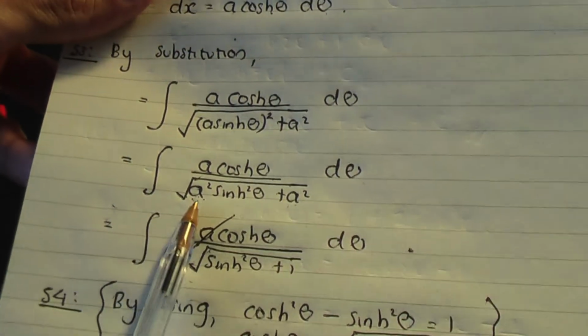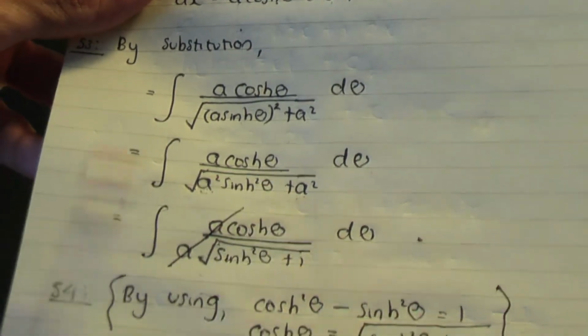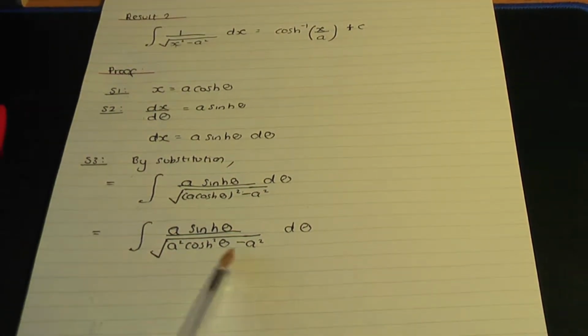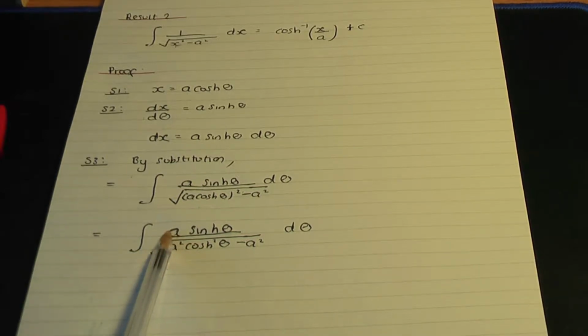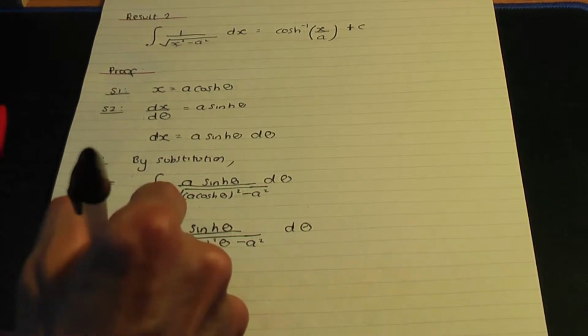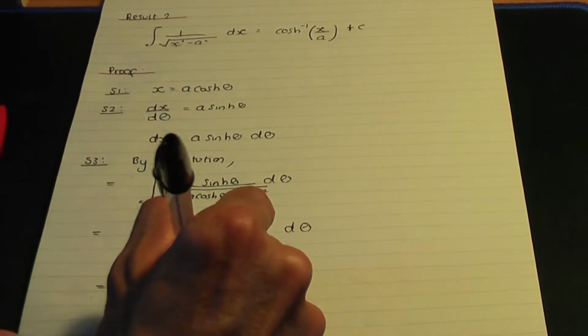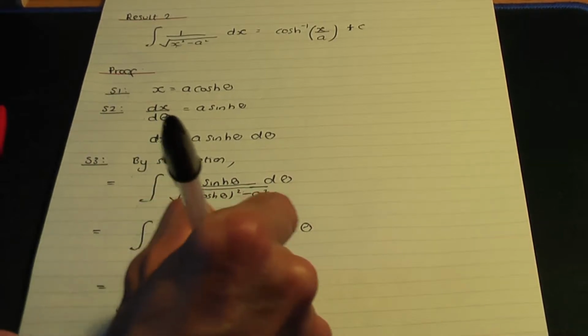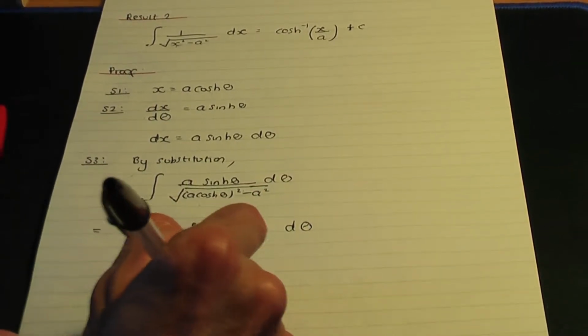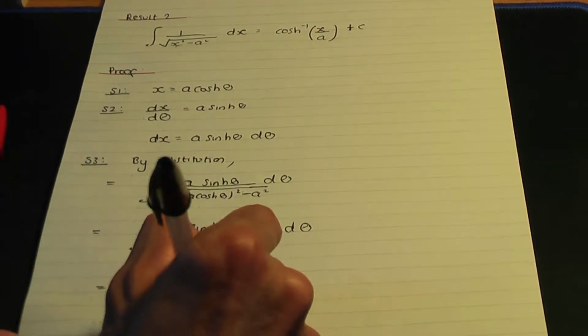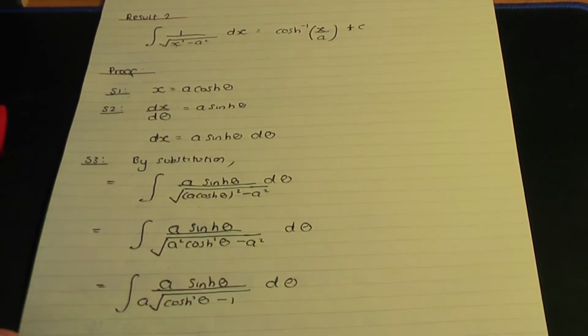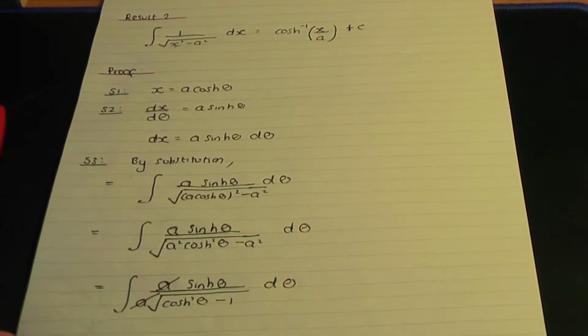Now, in the previous video, what I did was take a common factor of a squared out of the root. So it's no different here. I'm going to take out a common factor of a squared out of the square root. By doing so, square root of a squared is a, and that will cancel with the a in the numerator. So I have a hyperbolic sine theta on top over a into the root of hyperbolic cos squared theta minus 1. These two a's will cancel.